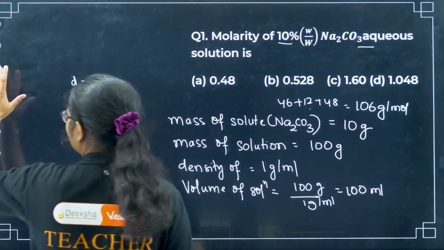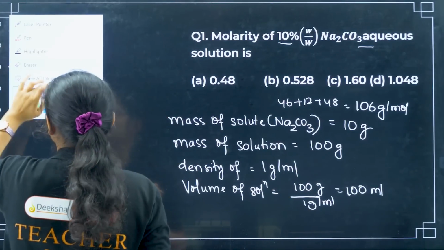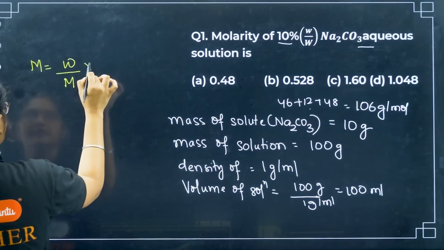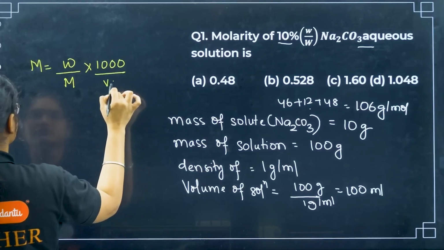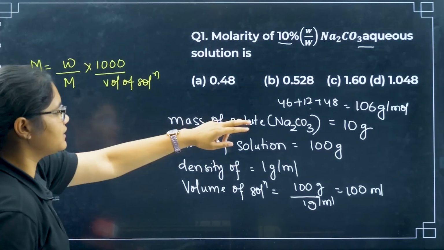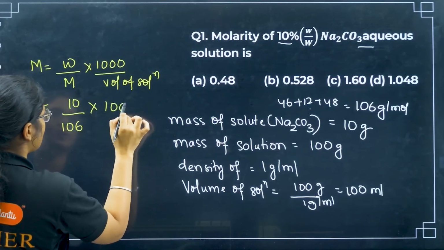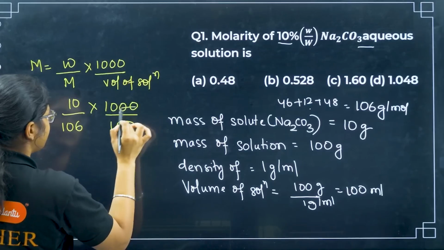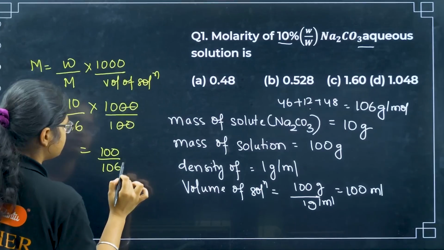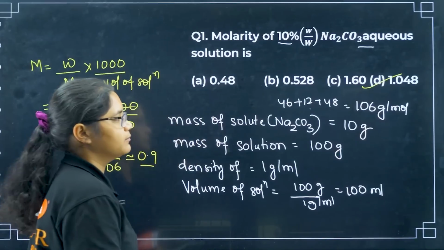Now we have got all the values, so we can simply calculate the molarity. The formula for molarity is given mass by molar mass into 1000 by volume of the solution. I am writing the formula so you can revise it. The given mass is 10 gram, the molar mass is 106, so it is 10 into 1000 by 106 into 100. That is 100 by 106, which is very near to 0.9, so it will be 1 point something. So option number D here.